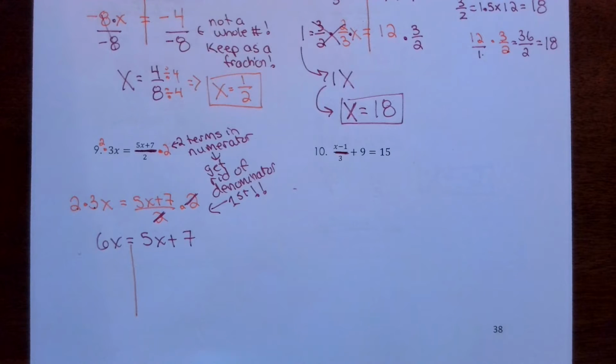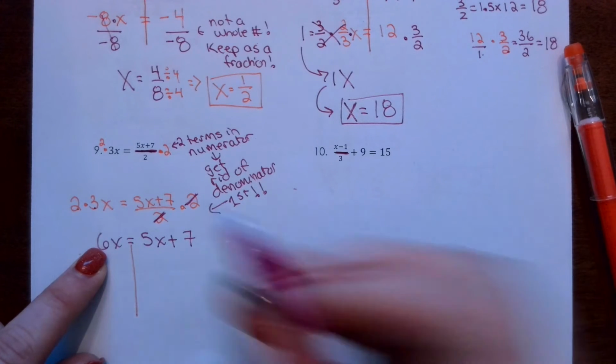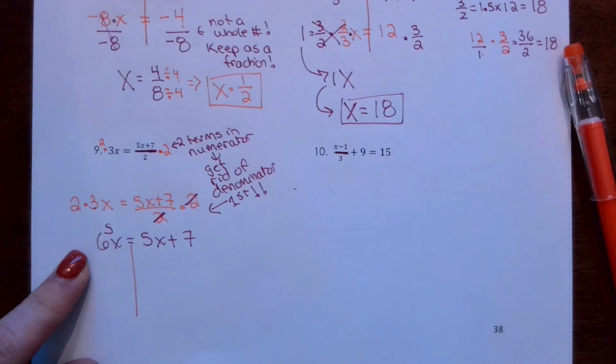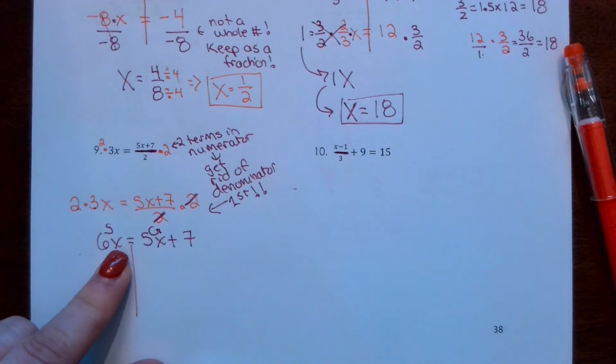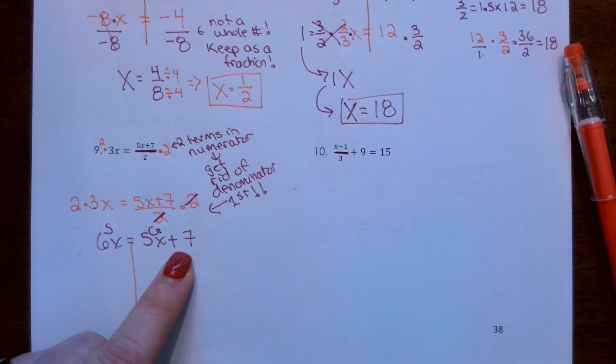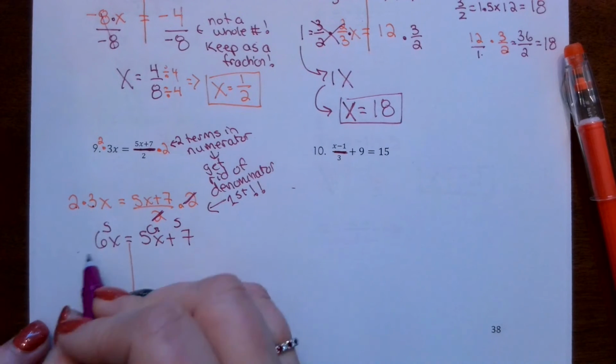So I'm going to draw my stay and go line. I've got a number with a variable over here. I know I want those on the left, so it's going to stay. Here I have a number with a variable on the right. I don't want that, so it's going to go. And the plus 7 is a constant. I do want that to stay on the right, so it's going to stay on the right.